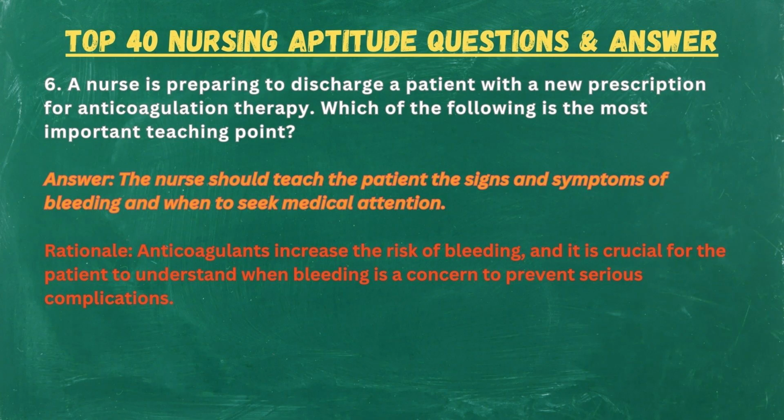6. A nurse is preparing to discharge a patient with a new prescription for anticoagulation therapy. Which of the following is the most important teaching point? Answer. The nurse should teach the patient the signs and symptoms of bleeding and when to seek medical attention. Rationale. Anticoagulants increase the risk of bleeding, and it is crucial for the patient to understand when bleeding is a concern to prevent serious complications.